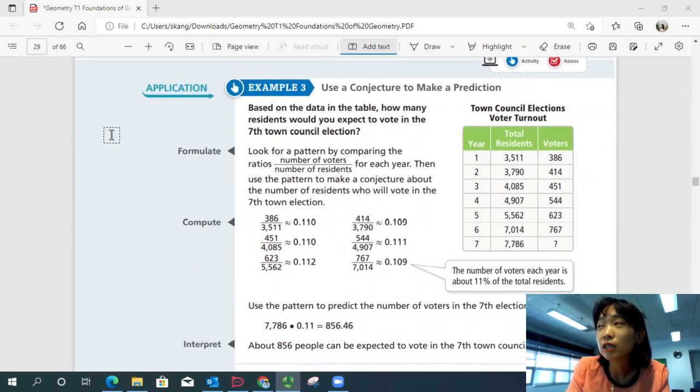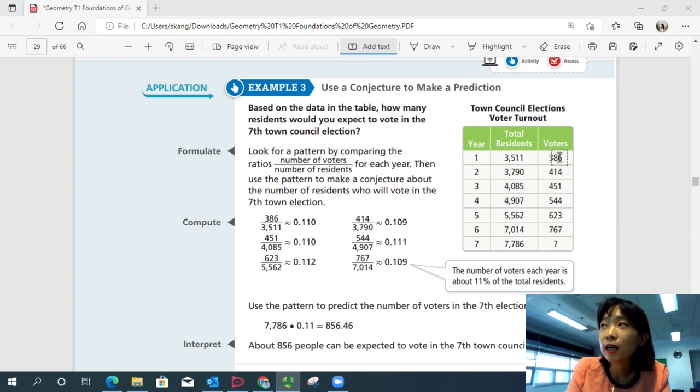Example 3. Use a conjecture to make a prediction. Based on the data in the table, how many residents would you expect to vote in the 7th town council election? If you look at the table here, we have town council elections voter turnout. Every year we have total residents count and the voters count. So look for a pattern by comparing ratios between the number of voters and the number of residents for each year. And you can use the pattern to make a conjecture about the number of residents who will vote in the 7th town election. And these are the computations we got.